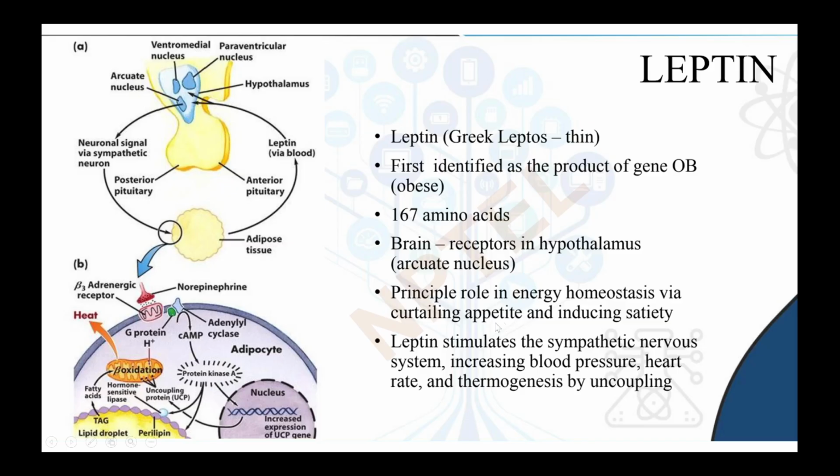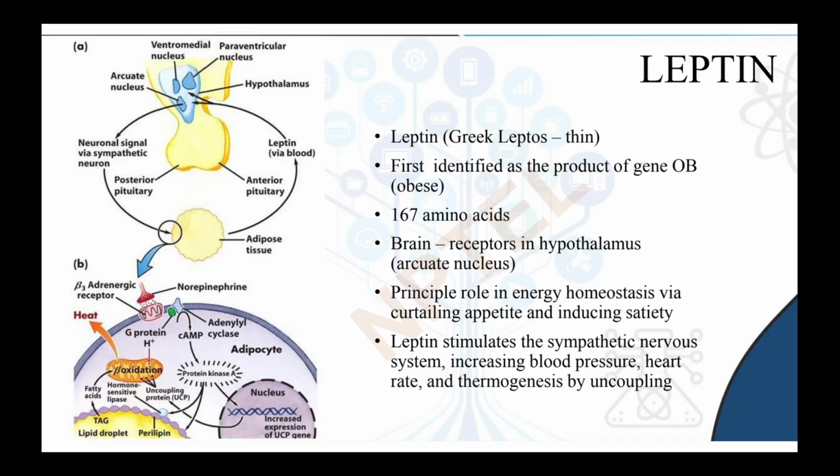There are two types of nucleus, arcuate nucleus in the brain. One that makes you feel hungry, and one that makes you feel full. So in simple words, leptin basically activates the anorexic neuron that induces satiety, that makes you feel full. So it curtails your appetite. And leptin stimulates the sympathetic nervous system, increasing blood pressure, heart rate, and thermogenesis by uncoupling.